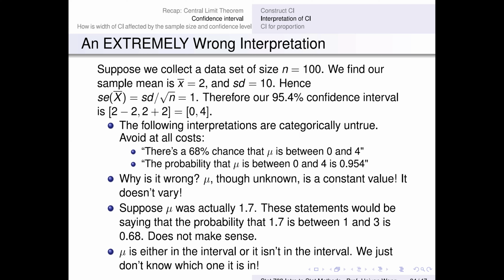So once you are looking at just the mu itself, for example, if mu is actually 1.7, we don't really have a probability of 1.7 being in 0 to 4. Similarly, for other numbers, like between 1 and 3, you also don't have a probability for mu in there. Instead, for any interval that has already been computed, like 0 to 4, this mu is either inside of that or it's not inside of that.